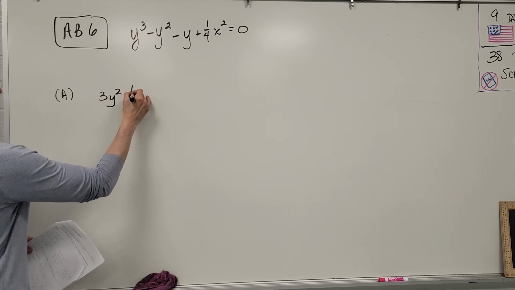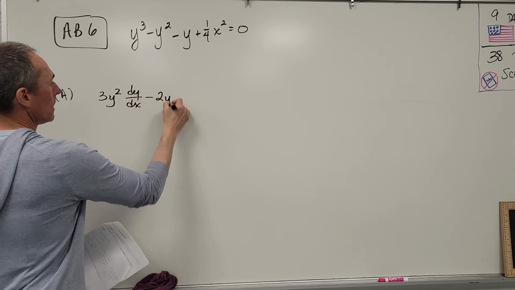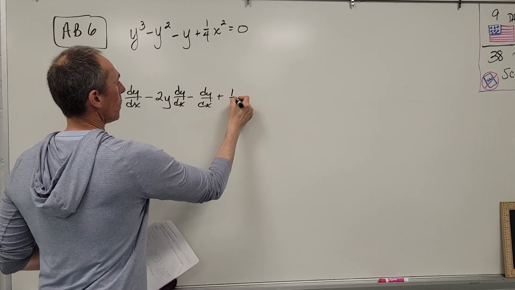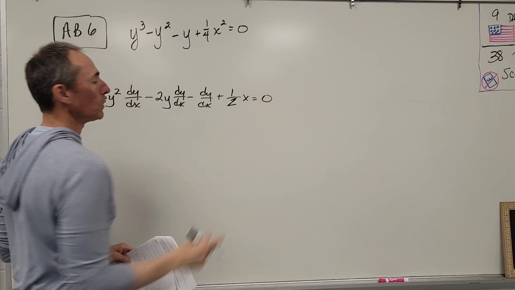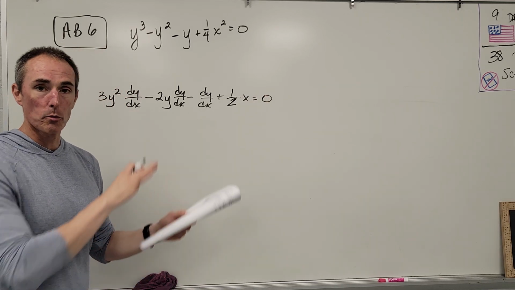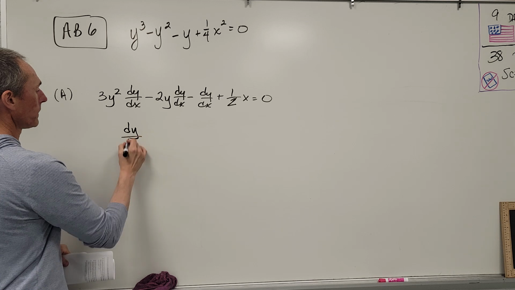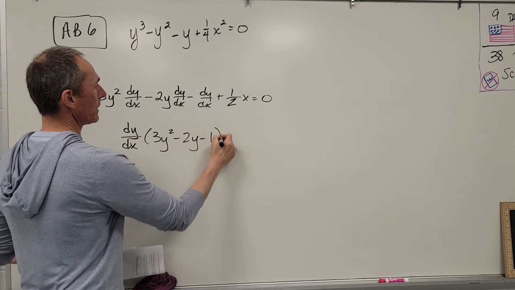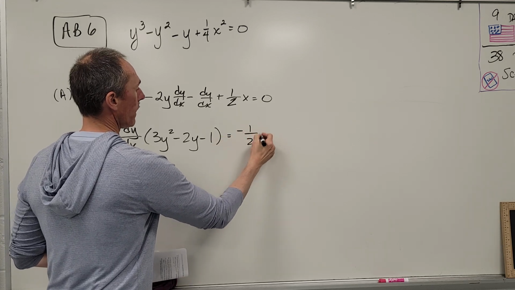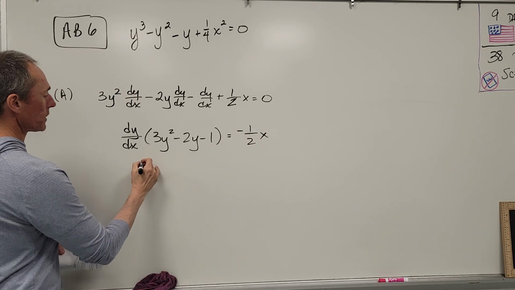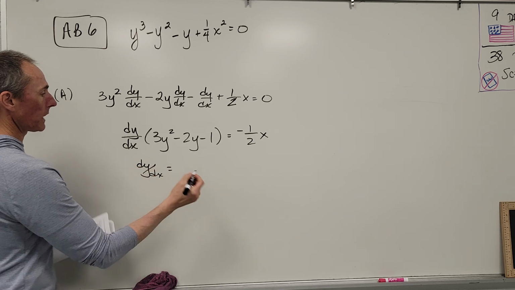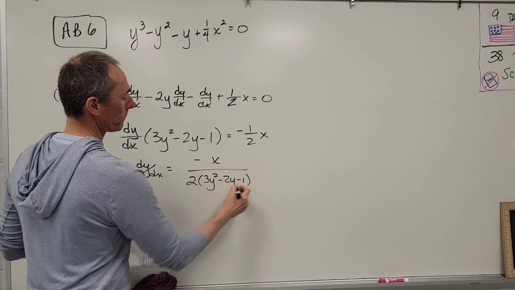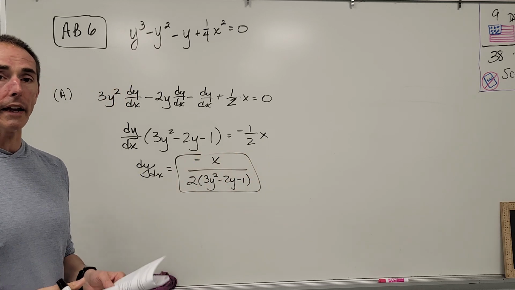Implicitly defined, we have 3y squared dy/dx minus 2y dy/dx minus dy/dx plus 1/2 x equals 0. All that's left to do at this point is the algebra, getting all the dy/dx's together. So dy/dx times the quantity 3y squared minus 2y minus 1 is equal to negative 1/2 x, or x over 2. All we have to do to finish is prove algebraically that we are looking at that, and that is exactly what they wanted us to prove. So there's part A.